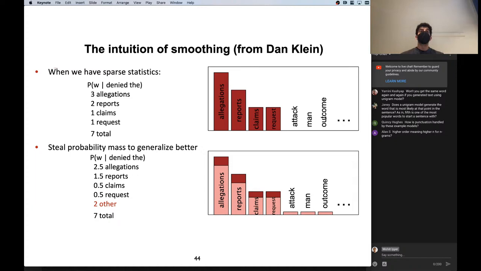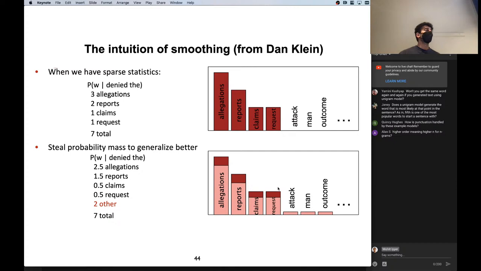So if we want to be able to model these zero probability bigrams or trigrams, one thing we can do is steal some of the probability mass from the observed data and move it to the unobserved data. Here you can see that we stole one half from each observed count. So now allegations goes from 3 to 2.5, reports goes from 2 to 1.5, claims from 1 to 0.5, and so on. We've stolen a cumulative mass of two counts, and we're going to evenly distribute those counts across all of the unobserved words in the vocabulary that we have no count for.